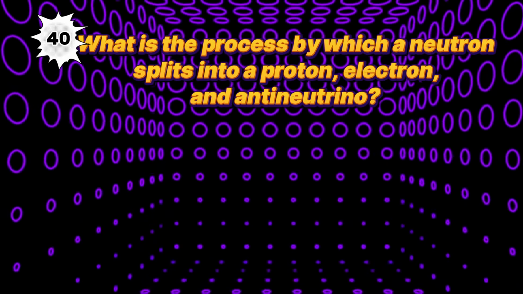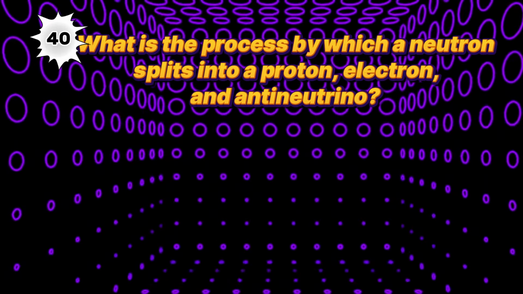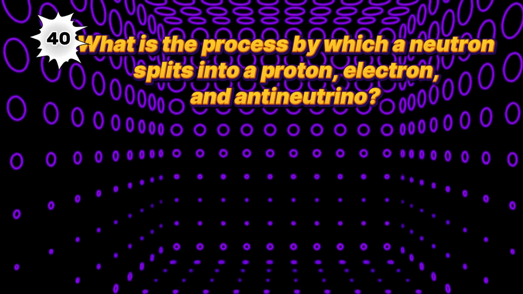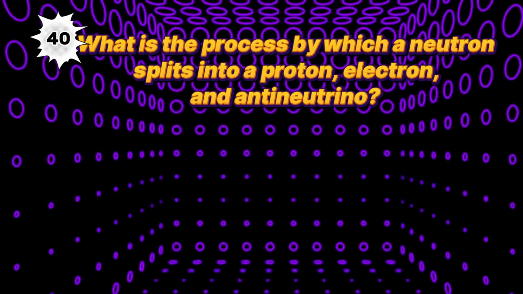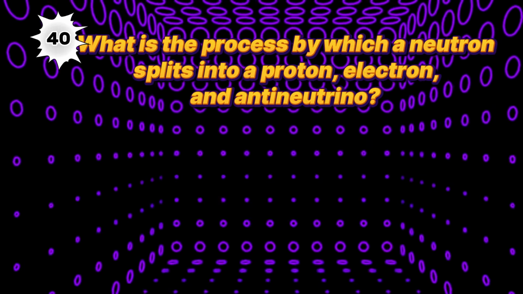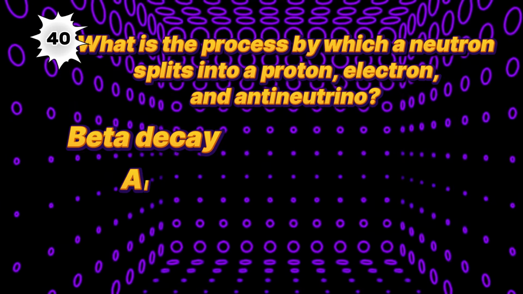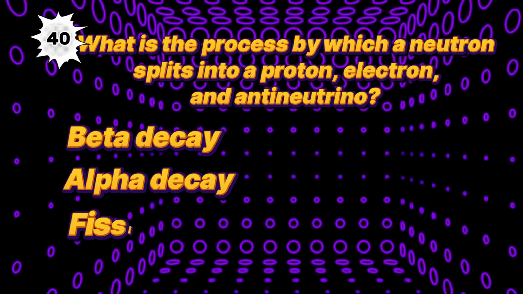Now a bit of nuclear physics. What is the process by which a neutron splits into a proton, electron, and antineutrino? Choose the correct process: beta decay, alpha decay, or fission.